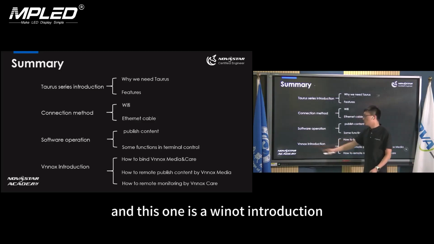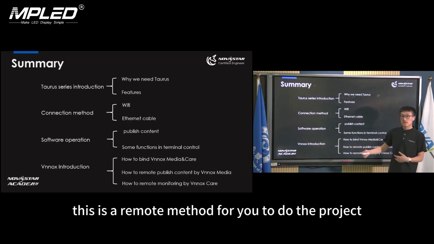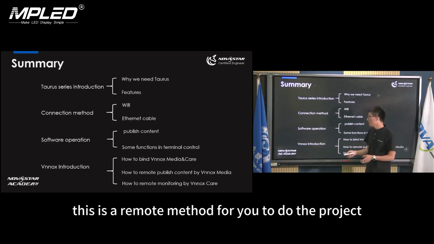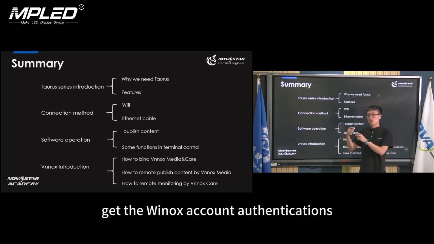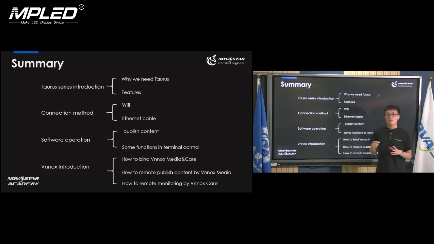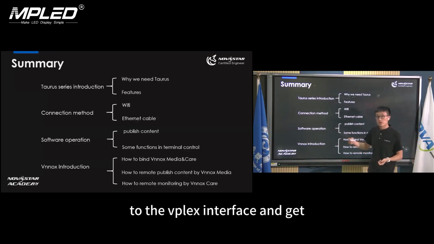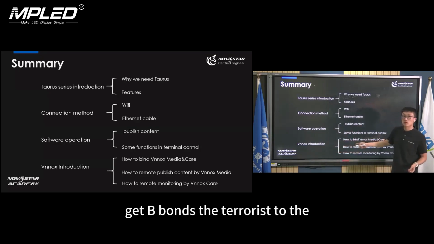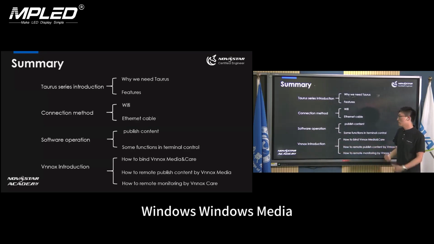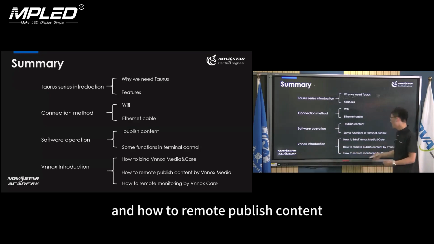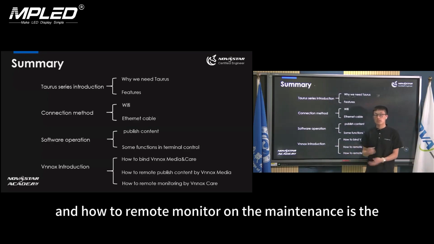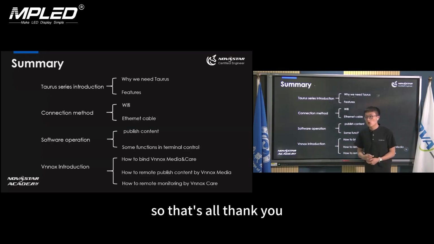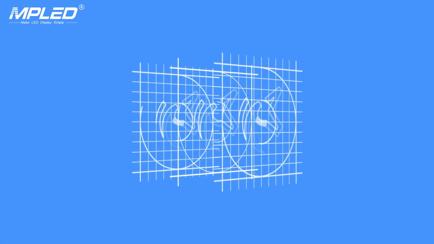And this one is a Vnnox introduction. This is a remote method for you to run the project and how to run the Vnnox Media. I think that you remember that. Get the Vnnox account authentication, copy the username and password to the Vplex interface and bind the Taurus to the Vnnox Media. And to publish content remotely, just use the Vnnox Media. And remote monitoring and all the maintenance is Vnnox Care's part. So that's all. Thank you.